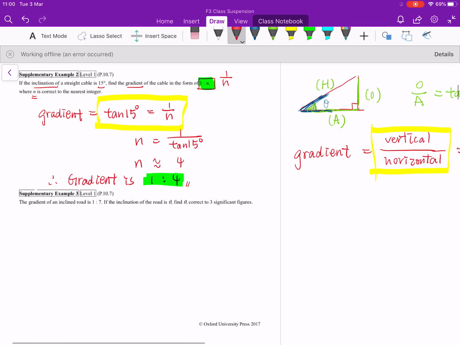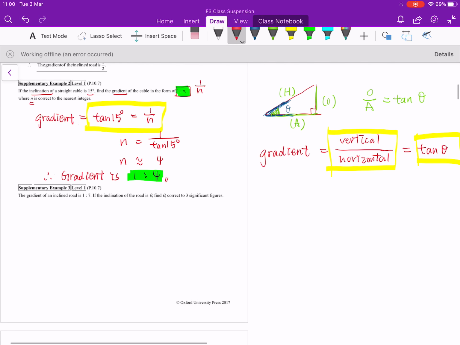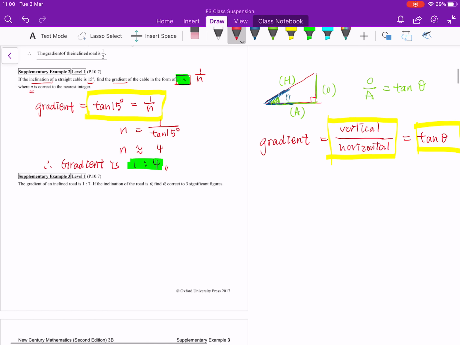And then example 3 here. This time it tells you that the gradient of the slope, the gradient of the inclined road, is 1 to 7. This is the gradient, or you can see that actually it is 1 over 7. And then it asks you to find out the inclination. So gradient, we have two ways to calculate it. One is just given by the question, 1 over 7, and the other one is tangent of the inclination.